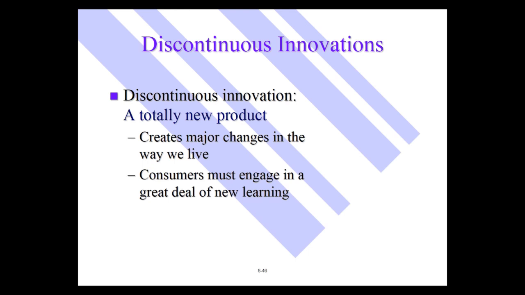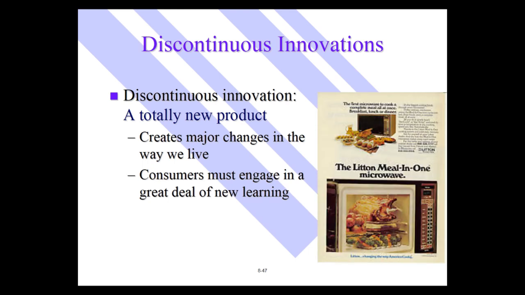One great example of a discontinuous innovation was the microwave oven. When the microwave oven first came out, people were afraid of it. They weren't sure how it was even possible to cook food in 2 minutes. That was just completely out of the realm of their experience. And one thing that slowed down the adoption of the microwave, in addition to people being very, very concerned about how does this even work, was the price.